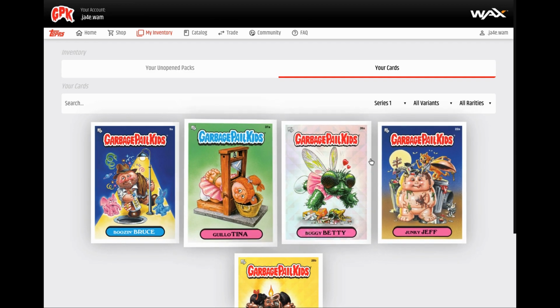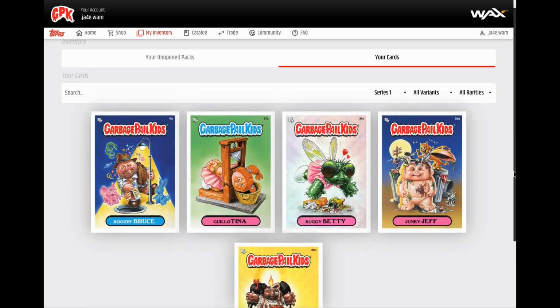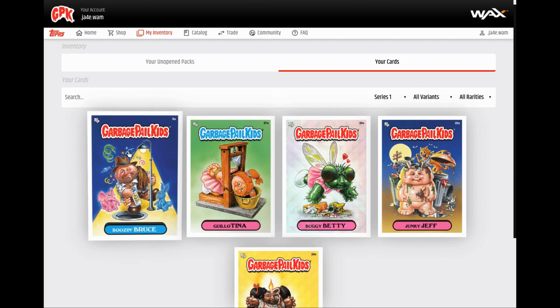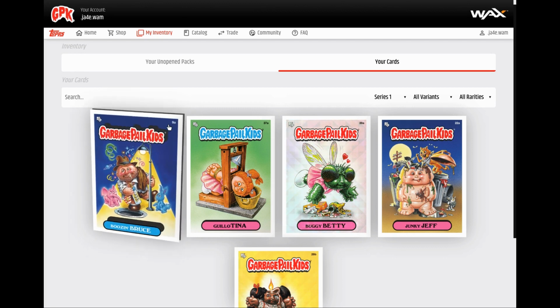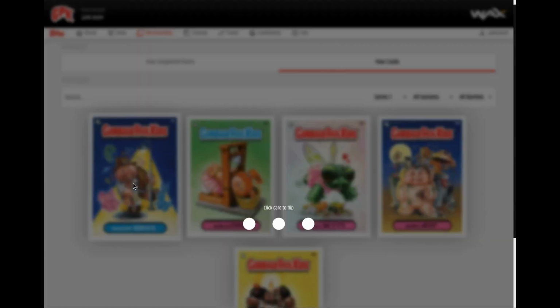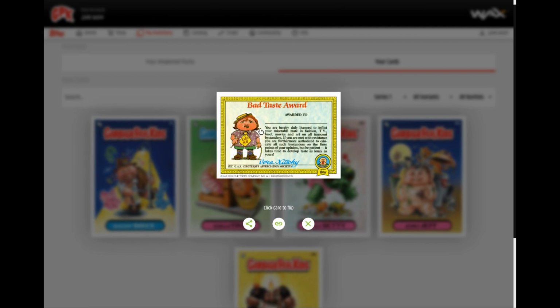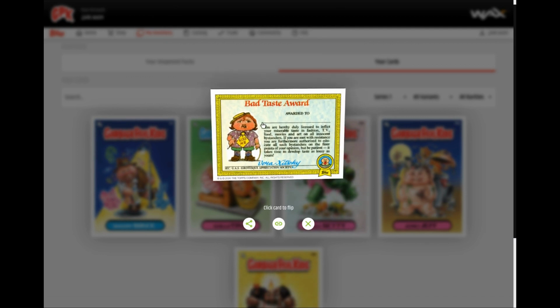Okay, so go to my inventory. So these are what I've got. I didn't get anything, I don't think I got anything rare. I got a Boozing Bruce. So as we can see, that's an A card, and they all have a certificate on the back. This is what the original printed versions have.